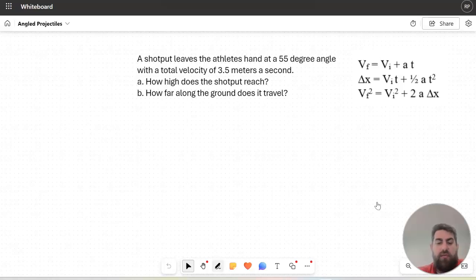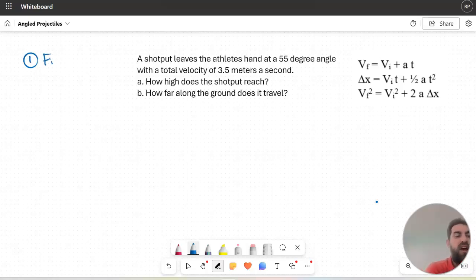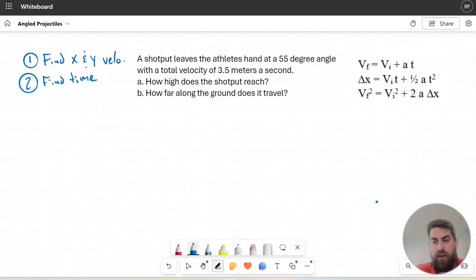But when you see angled projectiles, I want you to think of these three steps. One, find X and Y velocity. I'm going to abbreviate velocity velo. Two, find time. Even if the problem doesn't ask you for it, find the time first. And then three, solve the question. Solve what it's asking for.